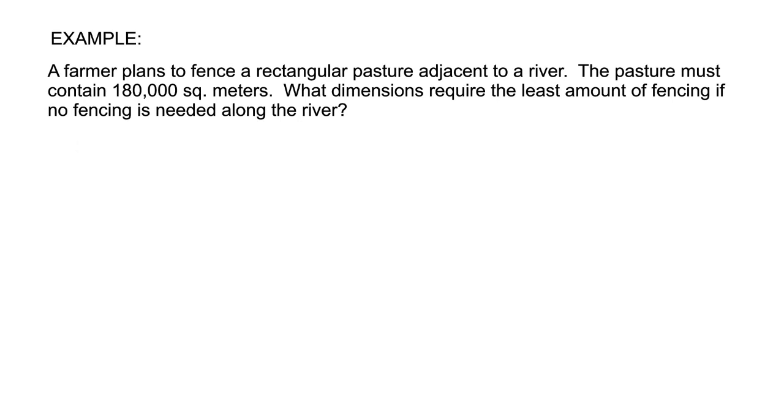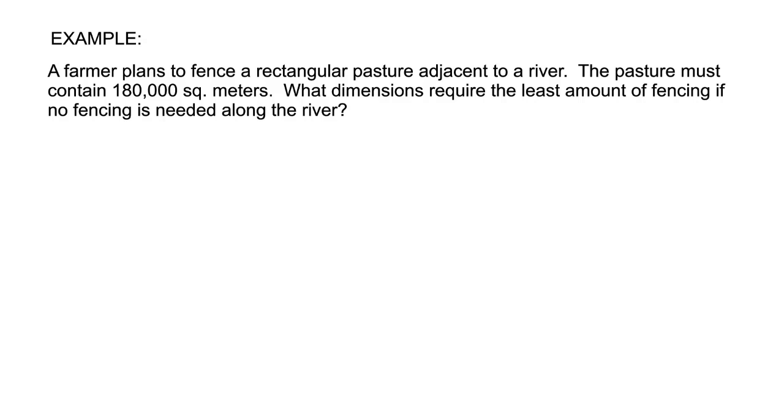A farmer plans to fence a rectangular pasture adjacent to a river. The pasture must contain 180,000 square meters. What dimensions require the least amount of fencing if no fencing is needed along the river? Okay.